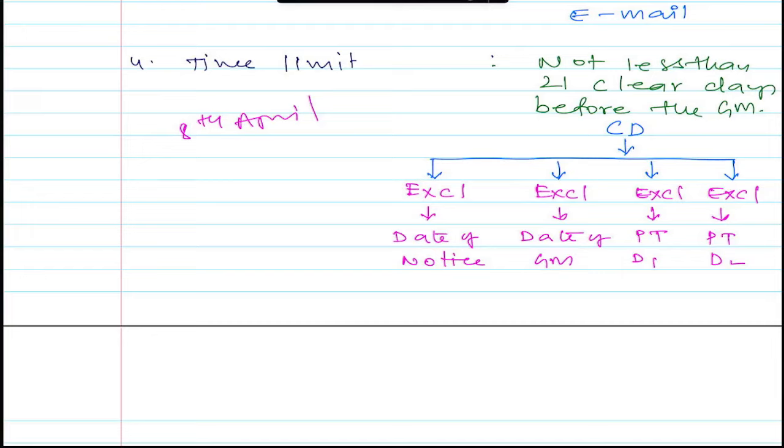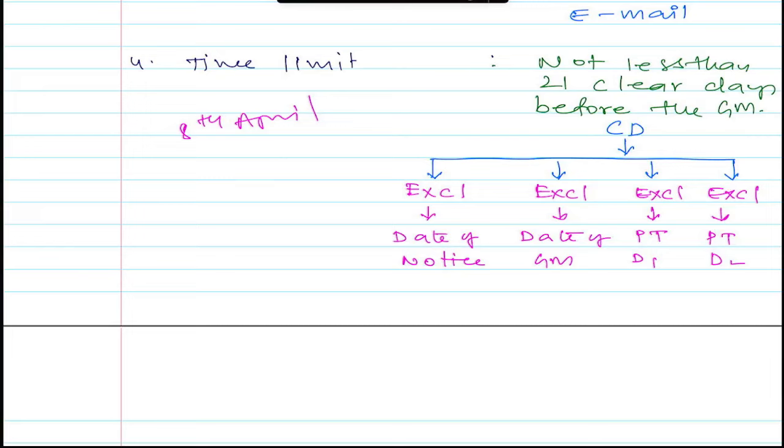That will become the date of notice. The 9th you should not count, postal transit day 1. The 10th you should not count, postal transit day 2. From the 11th you need to count. The last general meeting date will be given in the question. That also should not be taken. After excluding all these, 21 days should be there.